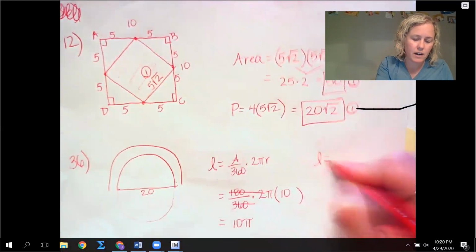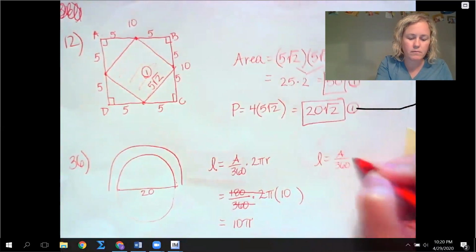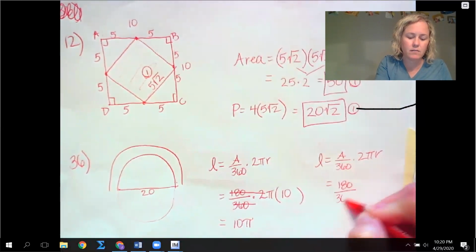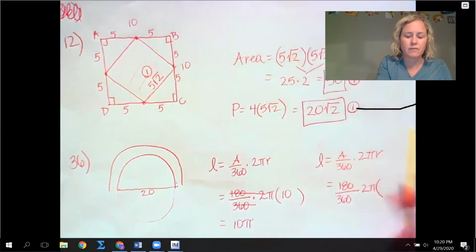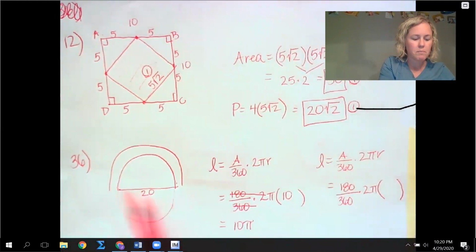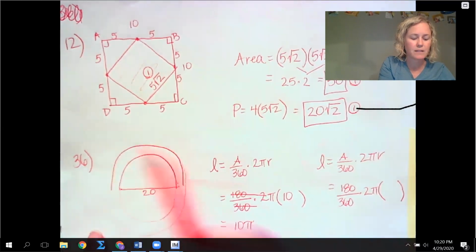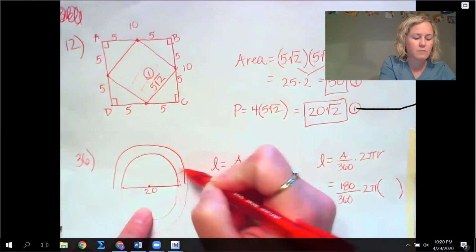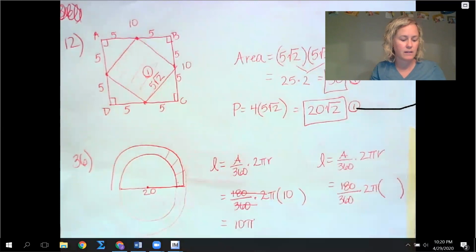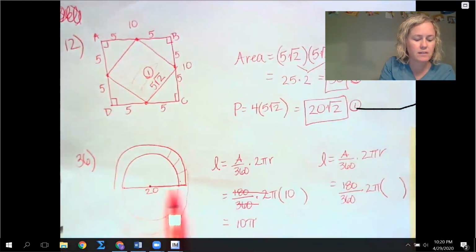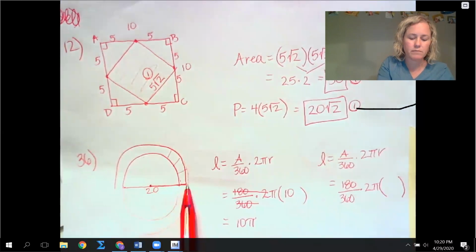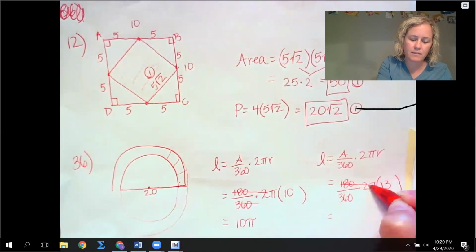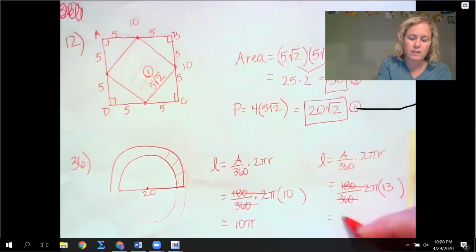So the length of the other arc, I'm going to use the same formula. It's still 180 degrees because it's a semicircle. But my radius is different now. The radius of this bigger semicircle, we've got 10 here, and then each of the rungs it said was 3 feet. So we have to add on another 3 feet. So the radius is 13, 10 here plus 3 more. Again, the 180 times the 2 gives me 360, which cancels with 360, and we just end up with 13 pi.